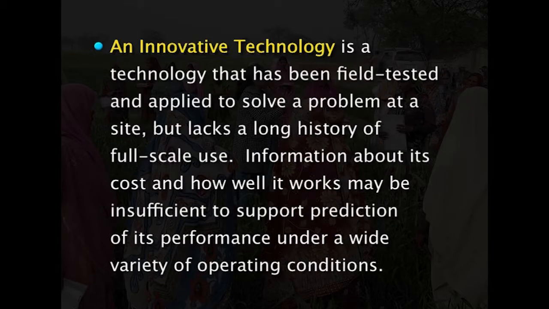Next, an innovative technology is a technology that has been field tested and applied to solve a problem at a site, but lacks a long history of full scale use. Information about its cost and how well it works may be insufficient to support prediction of its performance under a wide variety of operating conditions.